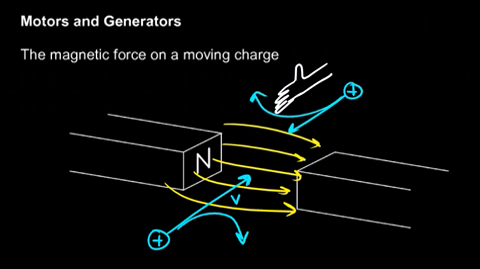And it turns out that if these particles were negative instead, everything would be reversed. They would be pushed the opposite way. So this is just a fact that a moving charge in a magnetic field will experience a force. And I'll explain this in terms of fundamental forces.